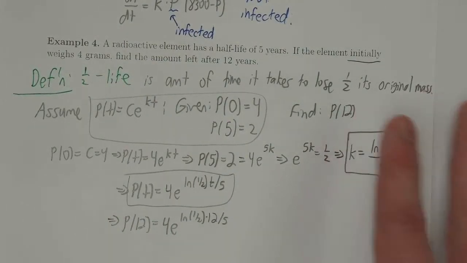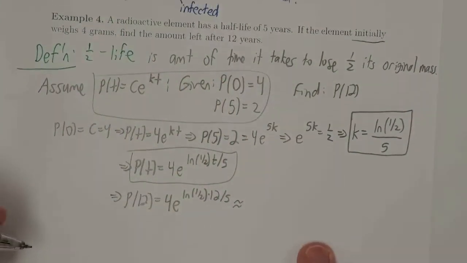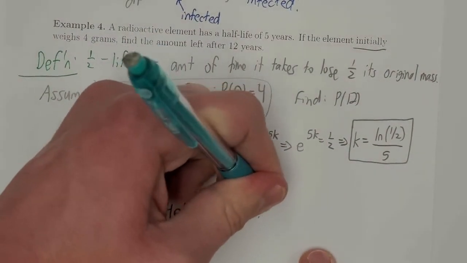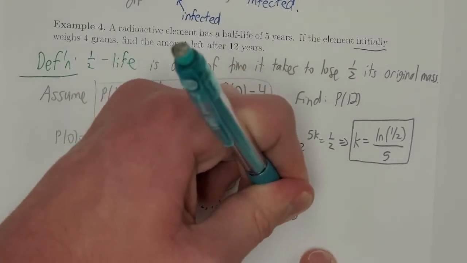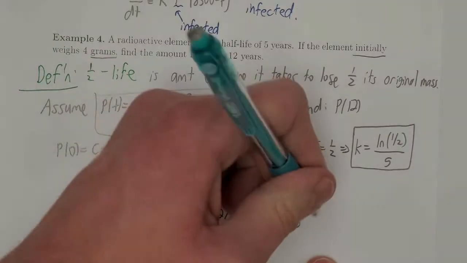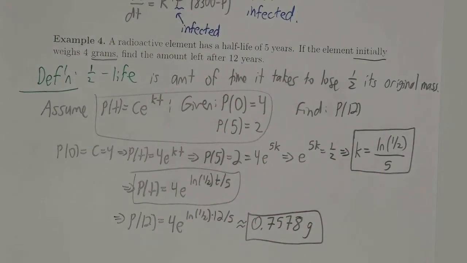So plug that into a calculator, and at the end of the day, you should end up with, if we round to 4 decimal places, we have 0.7578. And in this case, this is in grams, so that's our final answer. Okay? So, any questions on example 4?